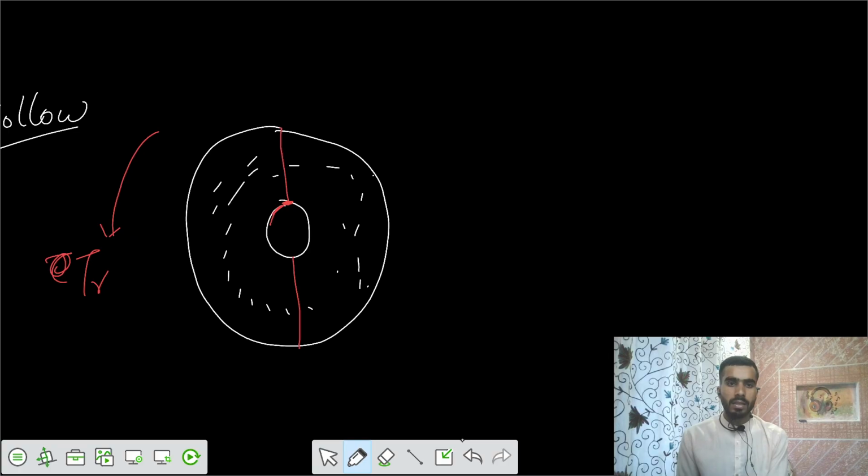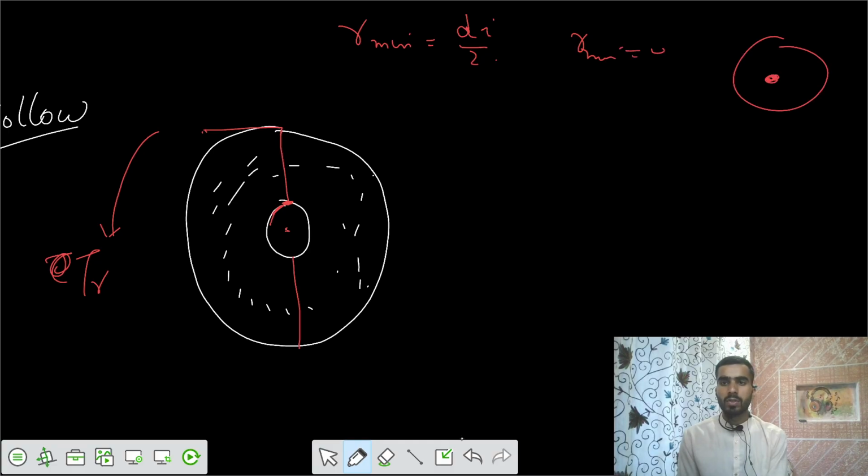So there is some tau max here, tangential to that, and it will linearly vary. It should have gone to 0 at the center, where r equals 0. But we have a smaller r minimum, equal to the inner diameter divided by 2. So we don't have r minimum equals 0. For the solid circular section, r minimum equals 0, but for this case, r minimum equals di by 2.